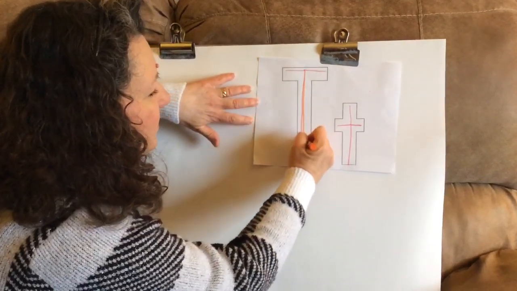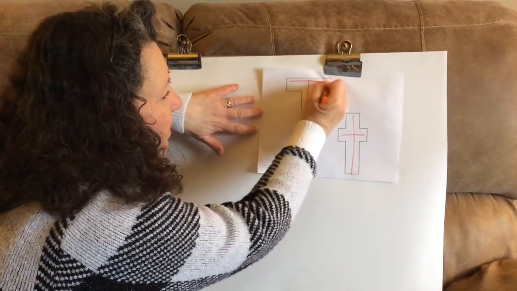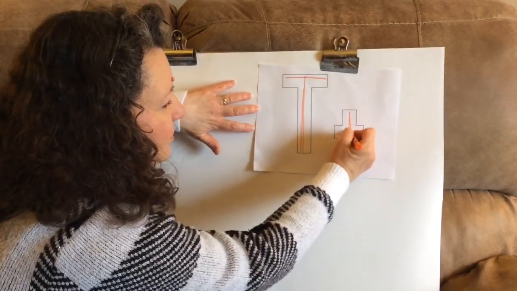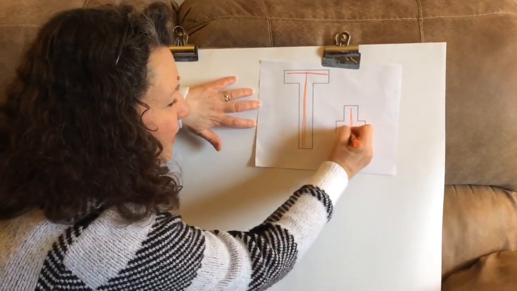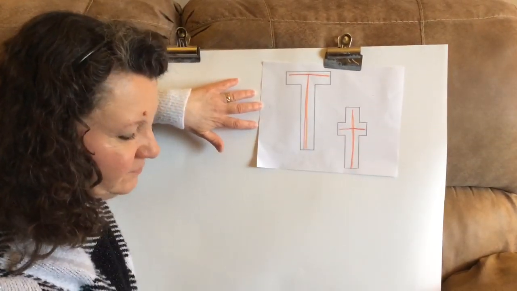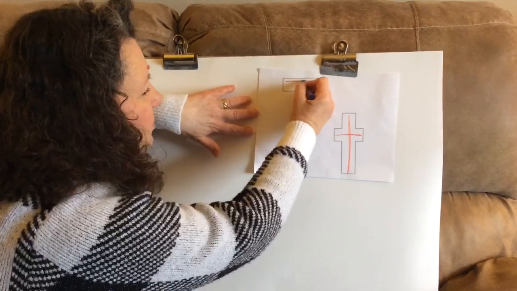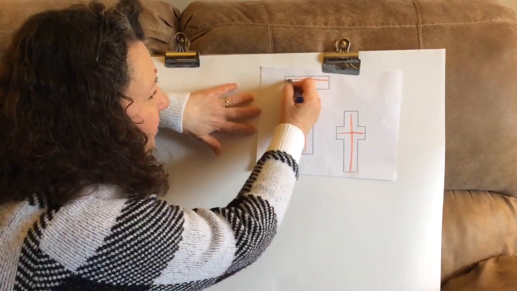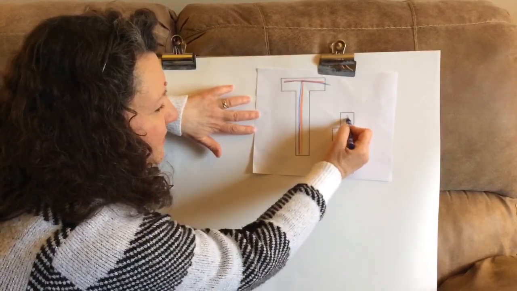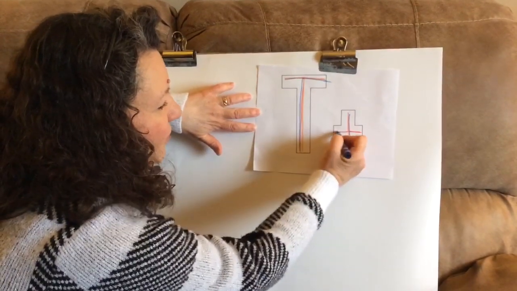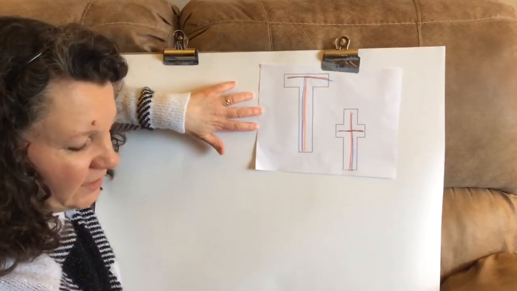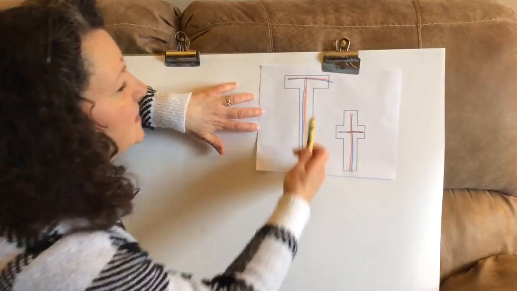Okay, straight down and across. Straight down and across. Okay, so here's our letter T. T, t, t, T.